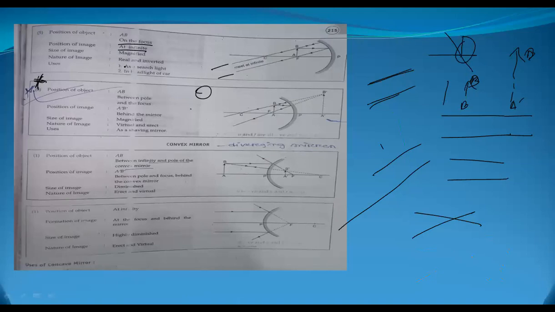Now see this one. We can use concave mirror as a searchlight, that means in the glass of a searchlight and in the headlight of a car. I will explain why we are using concave mirror in the headlight of a car. Then again, we can use concave mirror as a virtual and erect image, that's why this type of concave mirror is used as a shaving mirror.